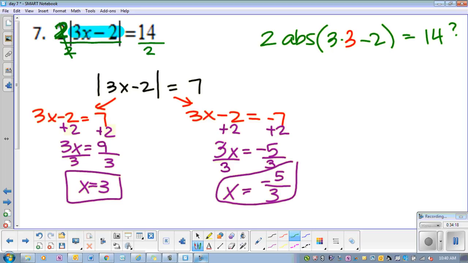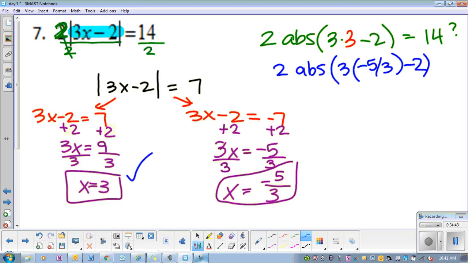All right? Everyone's saying yes, that one worked. Yeah, 3 does work. Did you have trouble putting in the fraction? No? Okay, well, I'm going to tell you how to put that one in too, and I'll do that one with you, just in case. 2, absolute value, 3, negative 5 over 3, minus 2, close, equals 14. I saw that actually a lot of you guys have the bars, right?